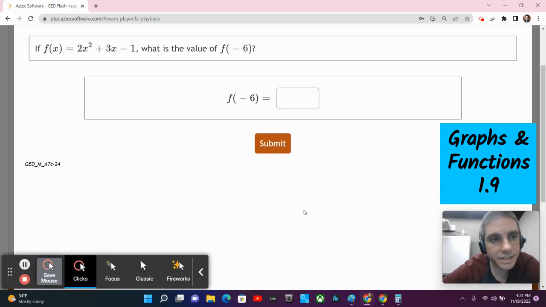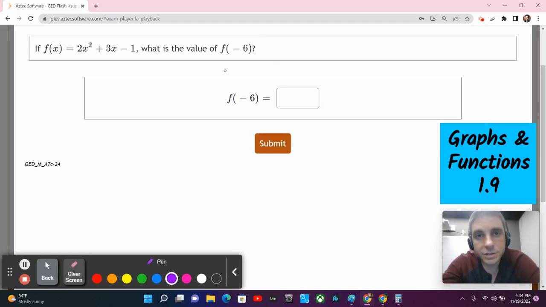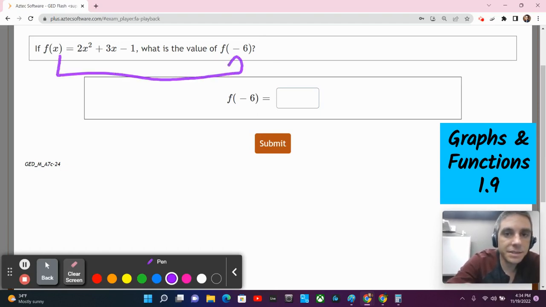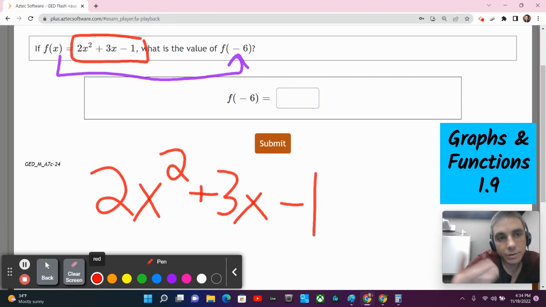If f(x) equals 2x squared plus 3x minus 1, what is the value of f(-6)? Ultimately, what they want us to do here is change x to -6 and then perform all the calculations. We want to look at every place where there's an x and change it to -6 and then calculate.